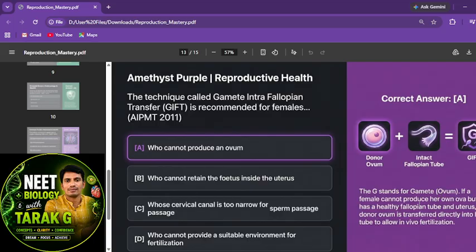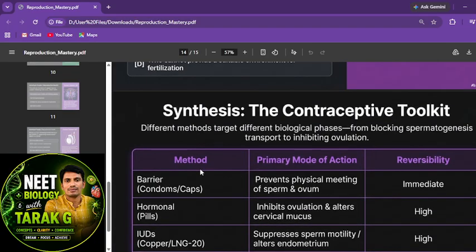If a female cannot produce her own ova but is otherwise healthy, with a good fallopian tube and good uterus, she can carry the complete gestation period. She is fit for gestation. That's why the answer is A. Right? That's the thing.